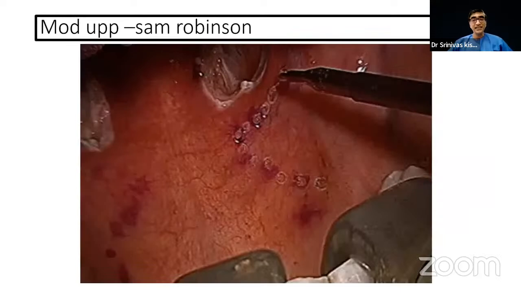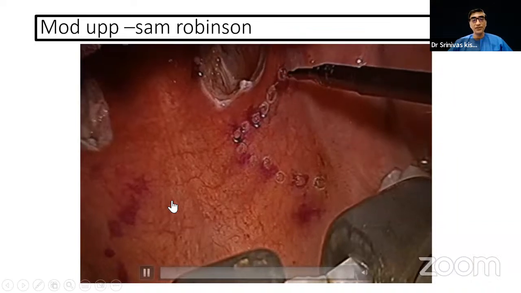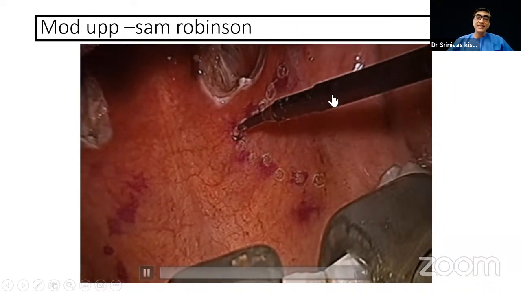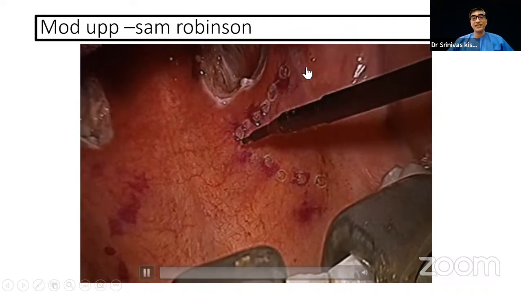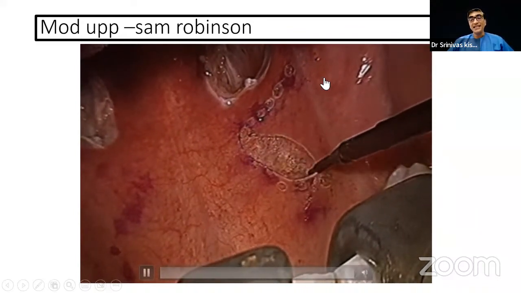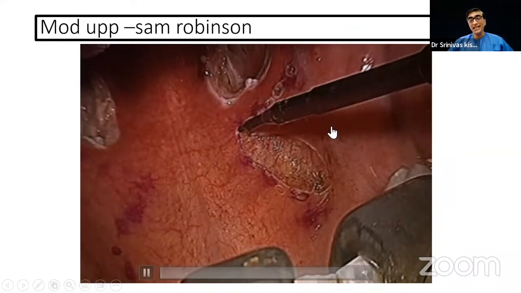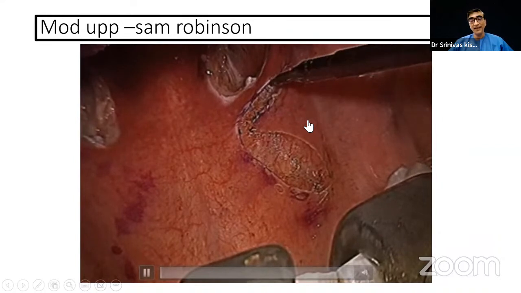This is another procedure that you can do when you have a lateral obstruction. This is called Sam Robinson's. Here, it's a little more aggressive procedure. You create a triangle. The base is the pterygomandibular raphe. And you can see this is the pterygomandibular raphe.